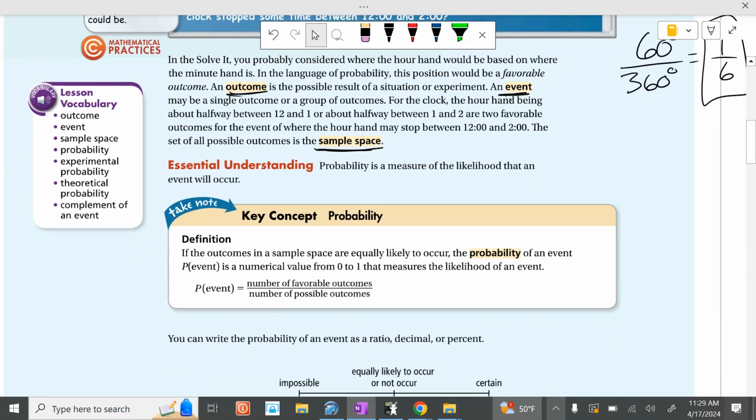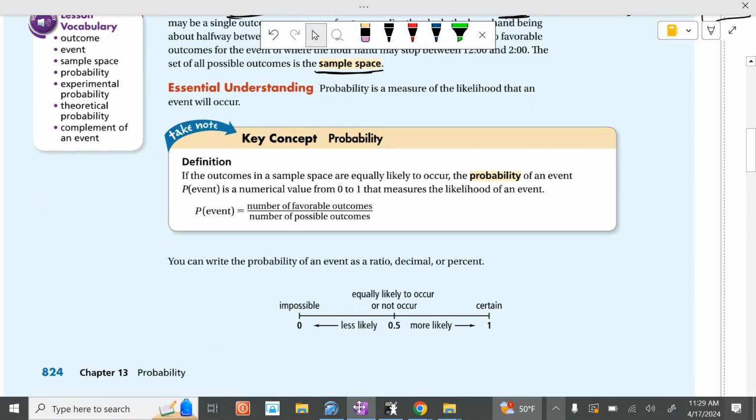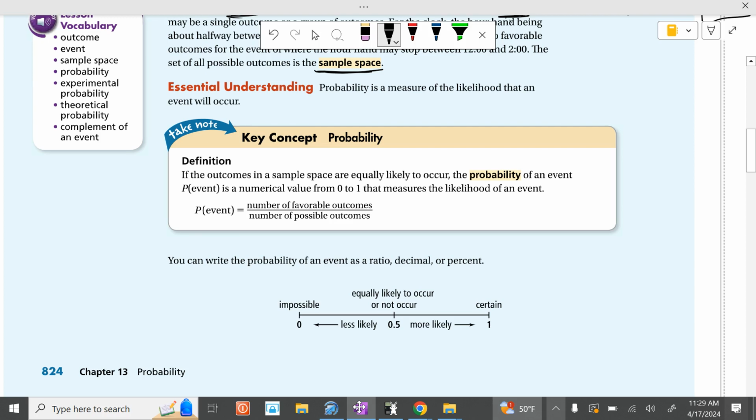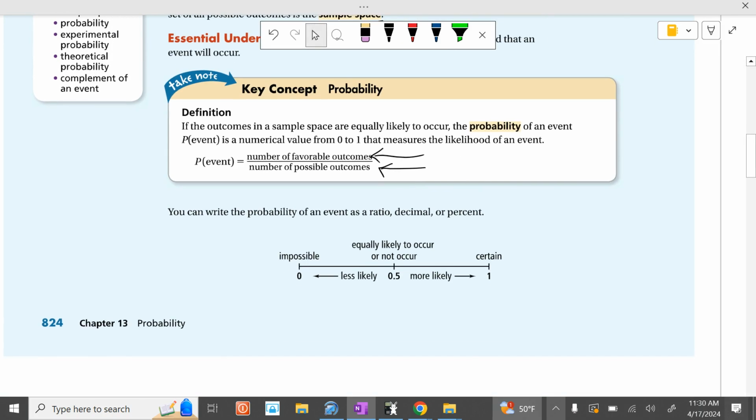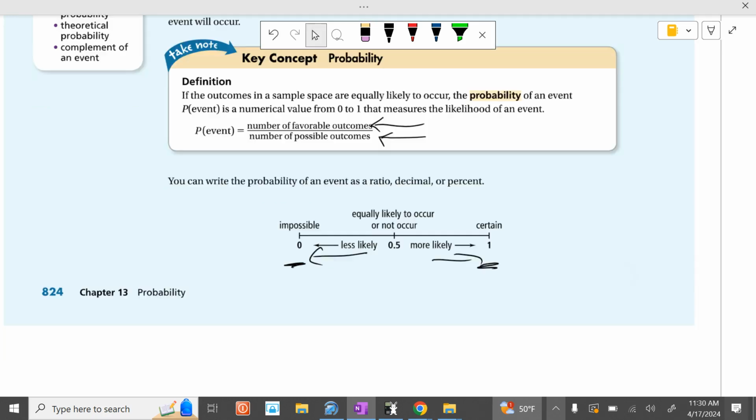Okay? So the probability of an event is the number of favorable outcomes over the total number of outcomes. Okay? So the probability of something happening is going to be a decimal number somewhere in between 0 and 1. It's less likely to happen when it's 0. It's more likely to happen the closer it is to 1.